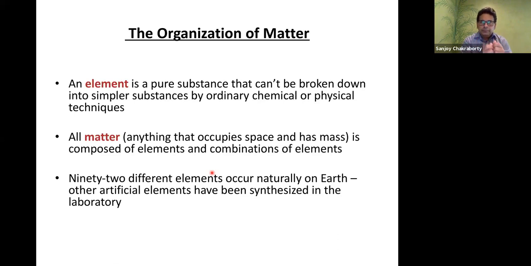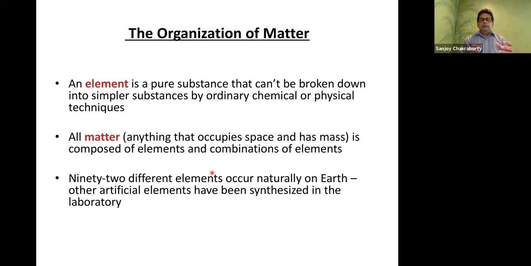So in an element, all the units that we just discussed, which are called atoms, are identical. And in case of a compound, which is what water is, all the atoms are not identical. They can have two or more various types of atoms. So normally for elements, we call the basic unit an atom.